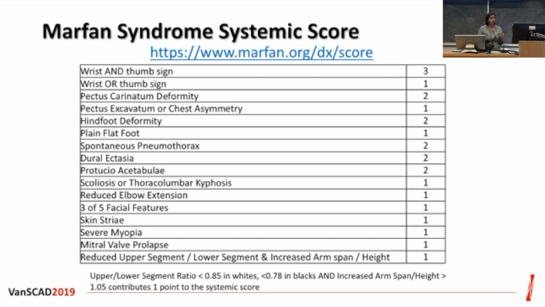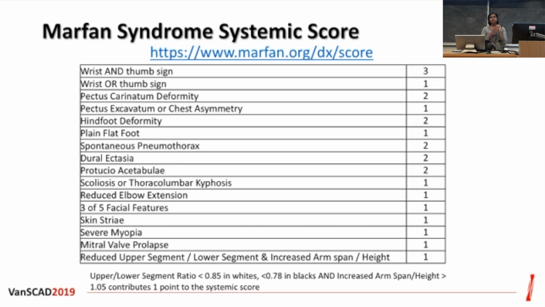The systemic score is based here. So what's very interesting about the vascular connective tissue disorders is that it's not any one thing, really. It's a whole set of characteristics that you put together, and it's a pattern that you're able to put together. So this is the actual score and the numbers you get, and greater than 7 is a flag for Marfan syndrome. And you can see that some of these are things that you can assess on an exam.